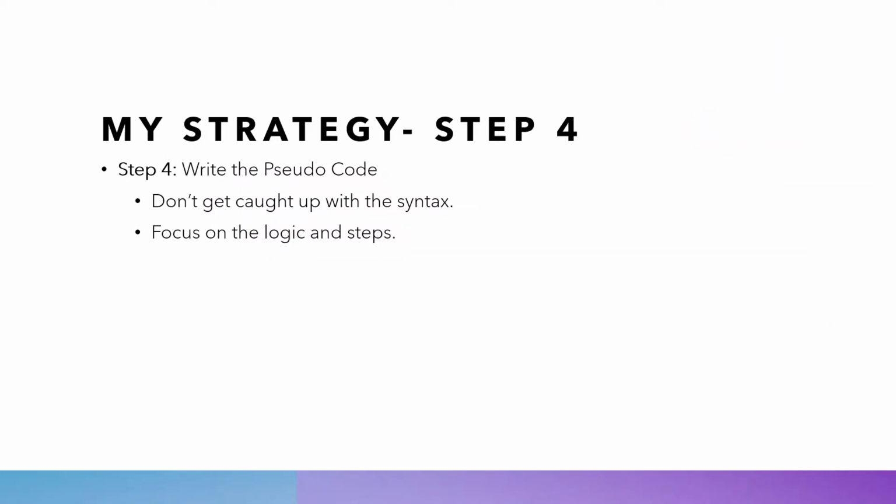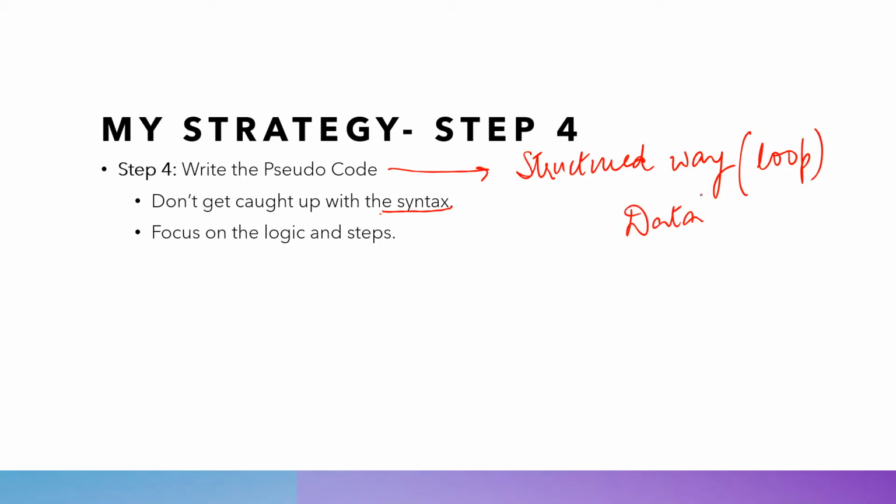Step four is the pseudocode. So again, even at this stage, do not get caught up with the syntax. Pseudocode is nothing but a more structured way, and we'll see that in an example, of writing all the instructions that you have from steps 2 and 3, right? Here, we will specify whether we are using a loop or what kind of data structure we are using, for example, a list versus a string, and so on, right? So we'll start specifying those technical terms in this particular step, right? So this is the technical terms step in my strategy.